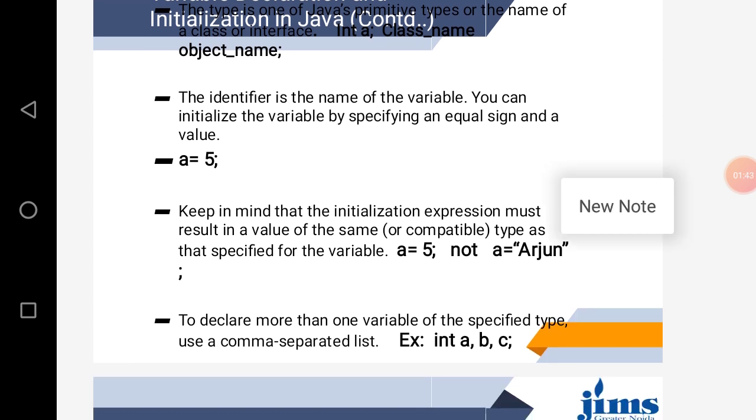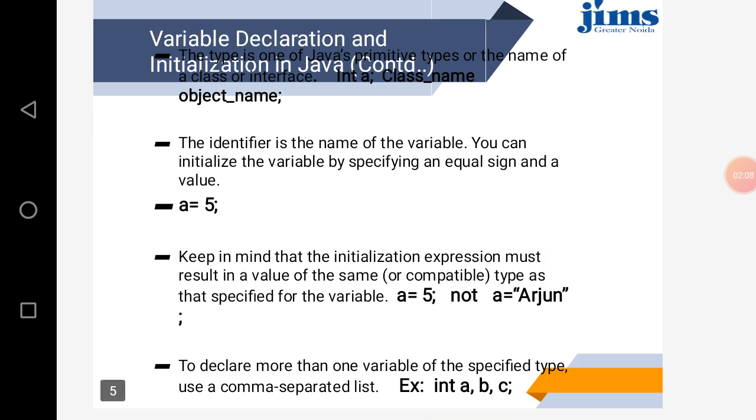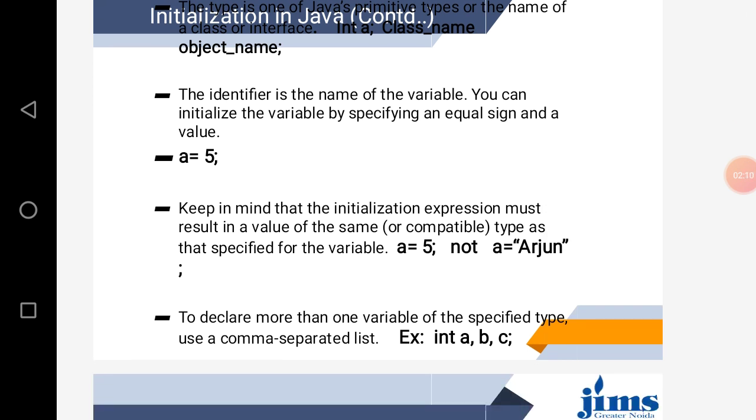So if we write a as integer, means data type is int and variable name is a, and we want to store 5, so we can write int a and a equal 5. When we write int a, it means you are declaring one integer variable. When you are writing a equal 5, it means you are mentioning or initializing your variable.